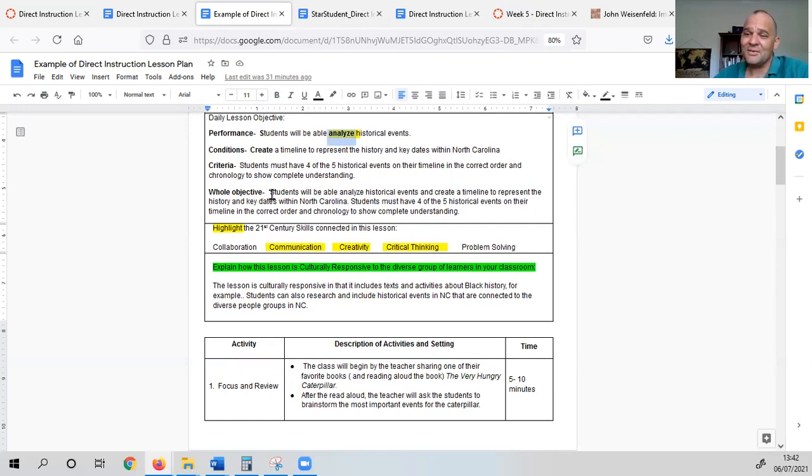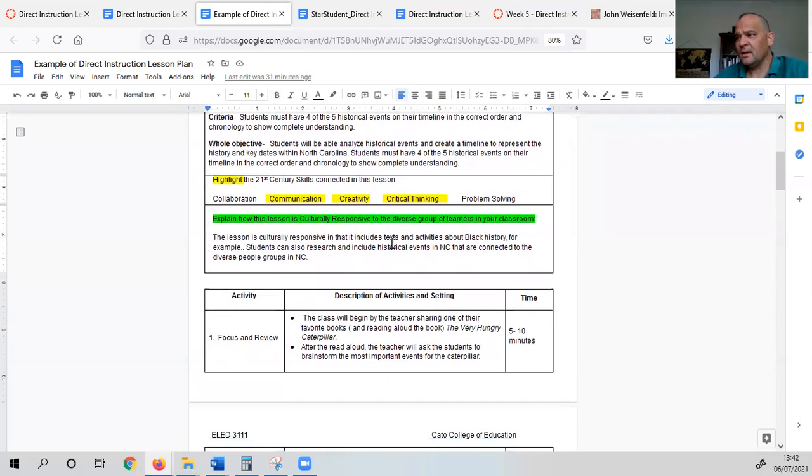Students will be able to analyze historical events and create a timeline to represent history and key dates within North Carolina. Students must have 4 of the 5 historical events on their timeline in the correct order and chronology to show their understanding. So that's what I'm asking the students to be able to do and show me as part of this lesson. I've highlighted the different 21st century skills. So in this lesson, they'll be demonstrating communication through the timelines they create, the creativity, and also critical thinking.